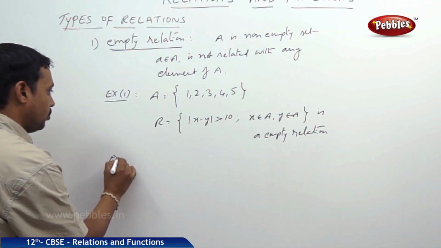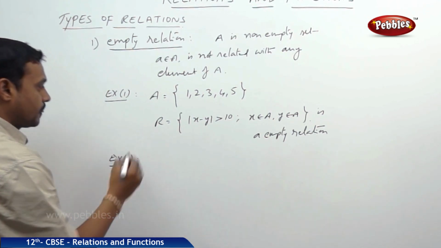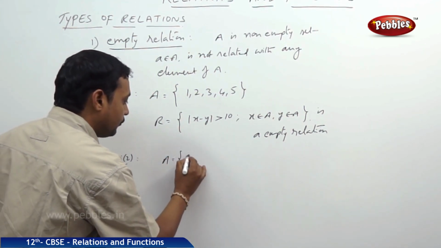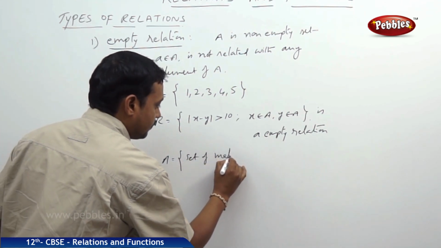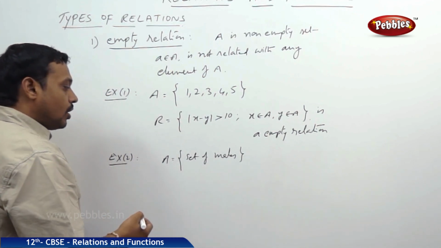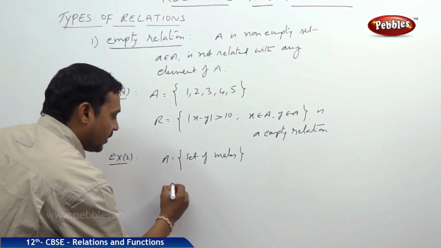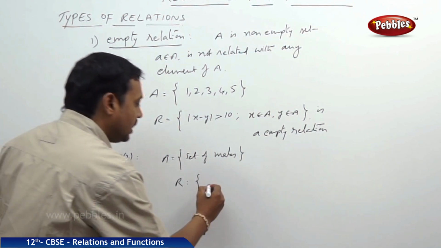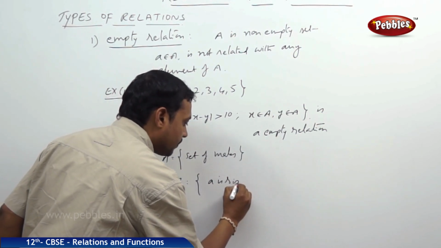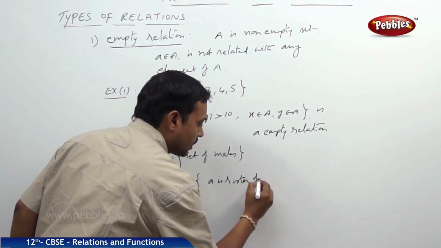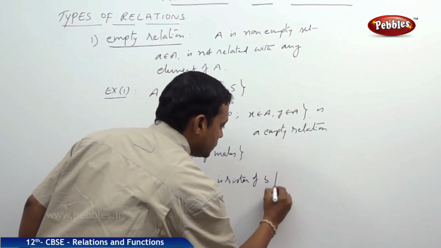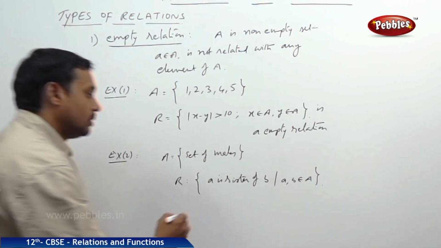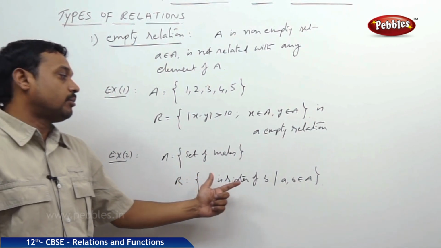Next, let us take one more example. Suppose in a combined family, A is the set of males. Now, let us define a relation R such that A is sister of B, such that A comma B both belong to A. Look, A is sister of B such that A comma B belongs to A.